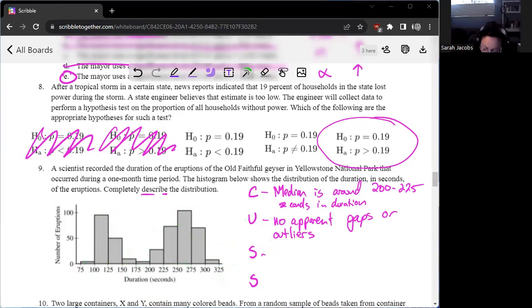Shape. Well, this is a bimodal. And it's almost symmetric, but not quite. So I'm just going to leave it at a bimodal distribution.